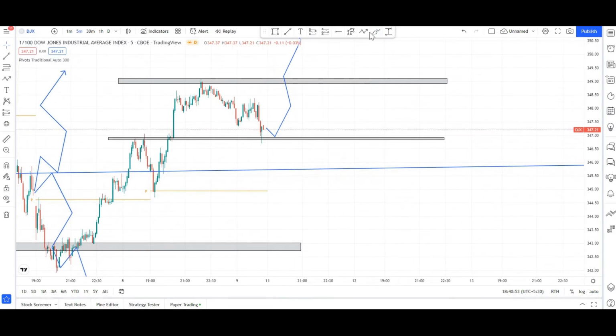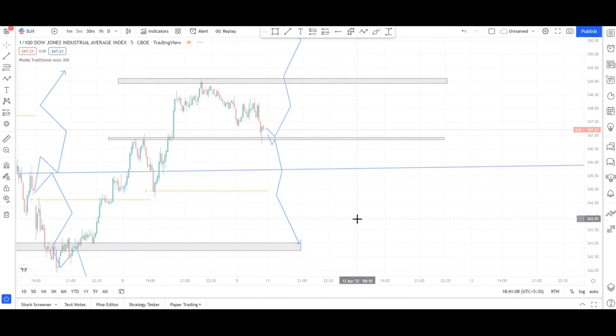In downside momentum also, if it takes resistance somewhere here, your first target will be here. If it breaks, then your second target and third target. Okay guys, we can see the next index.